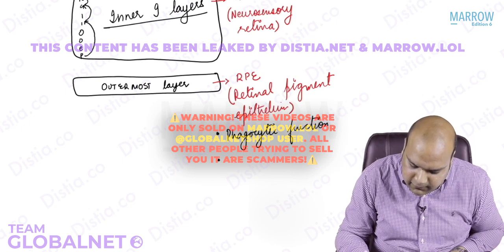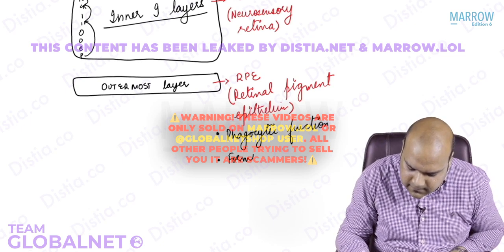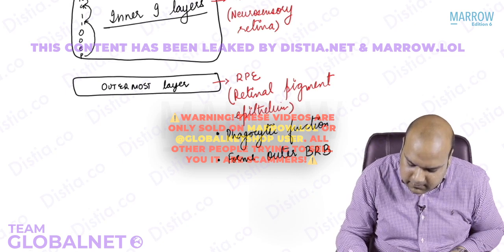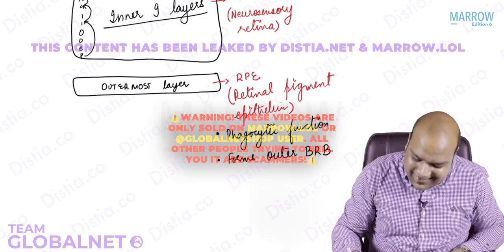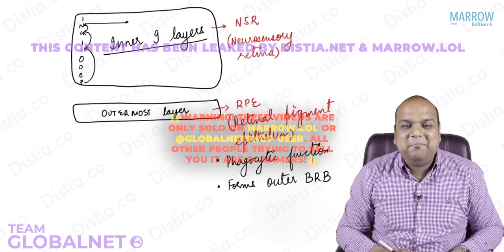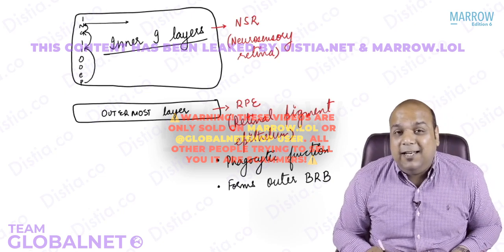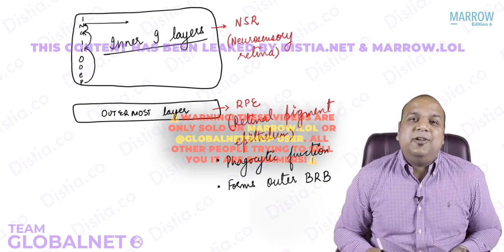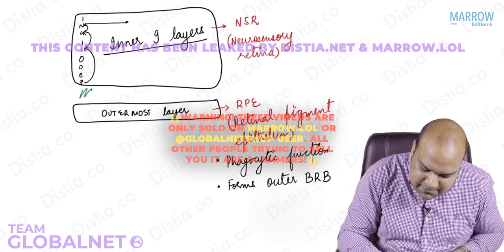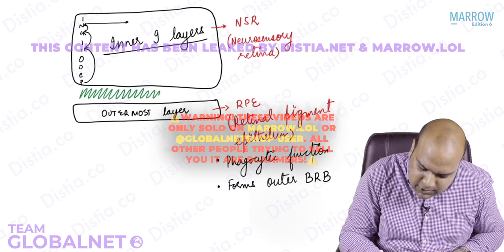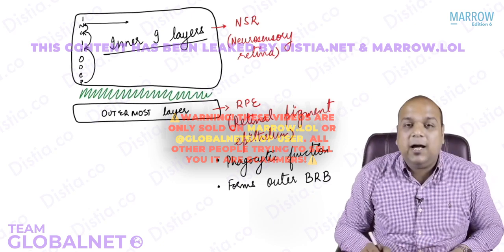And number two, it forms the outer blood retinal barrier. What is the blood retinal barrier? We will see in a minute. Let us go back to the image, everybody. When we saw the image, we saw that the inner 9 layers are sandwiched with each other. But everybody, there is an empty space between the neurosensory retina, or the inner 9 layers, and the outermost layer.